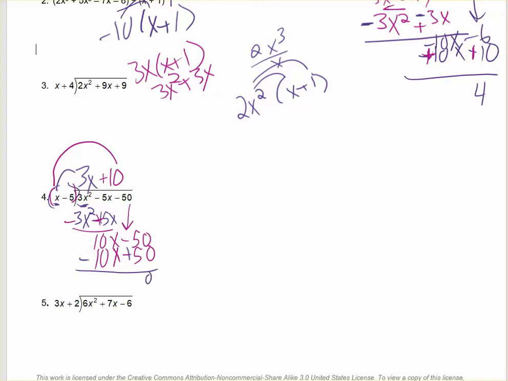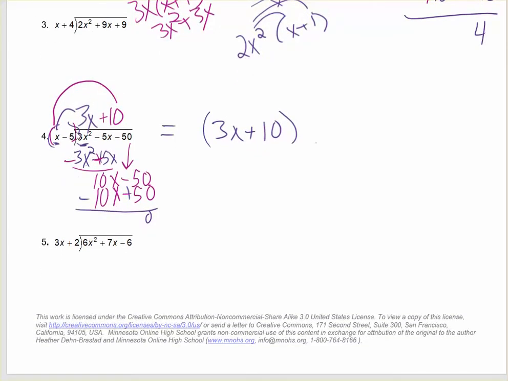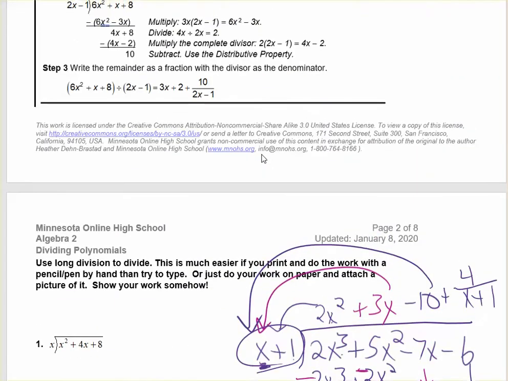There's no remainder in this one. This one just equals 3x plus 10. That means if we were to multiply 3x plus 10 times x minus 5, we would get 3x squared minus 5x minus 50. And you can FOIL it to check. But our answer for this problem is the dividing problem, so it would just be 3x plus 10. So every once in a while you'll get one without a remainder. That means that those two polynomials multiplied by each other would equal the starting part.